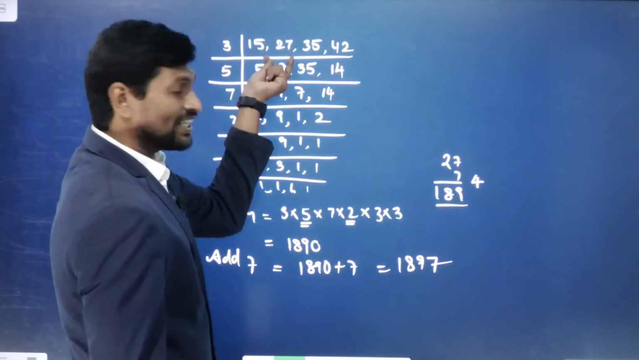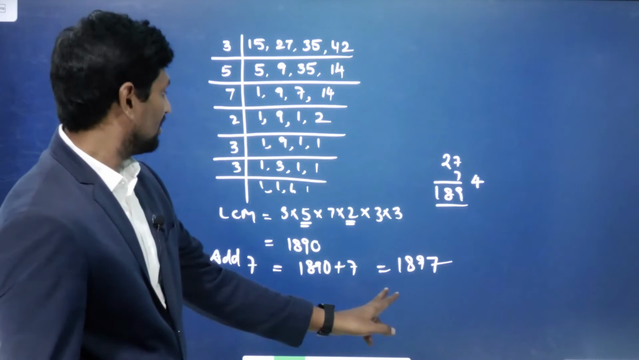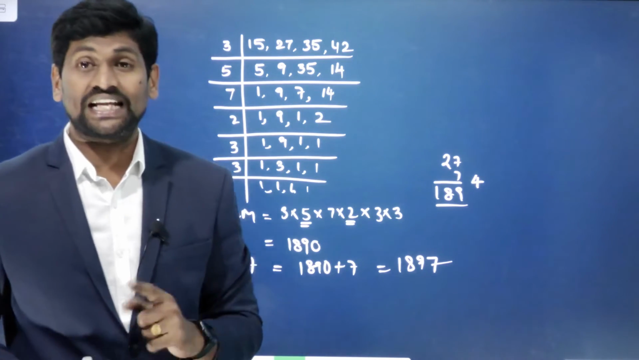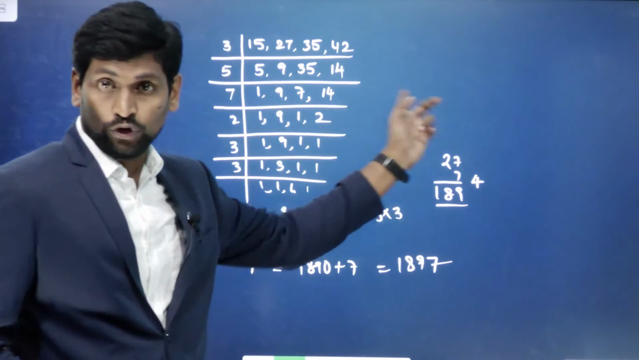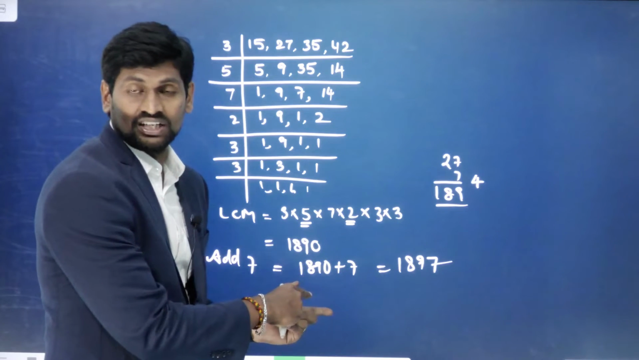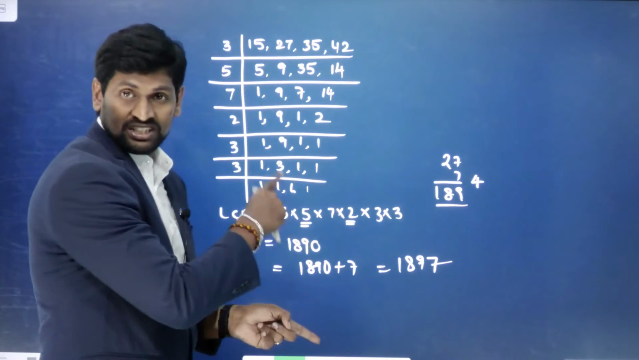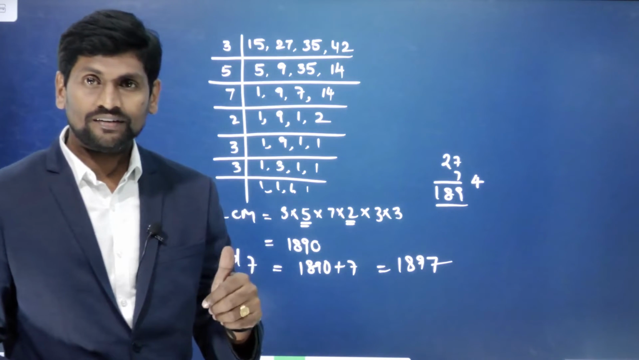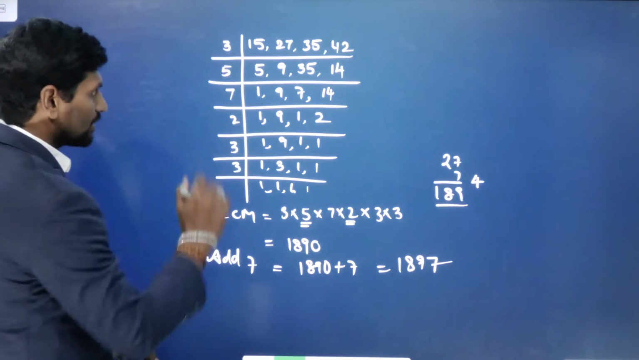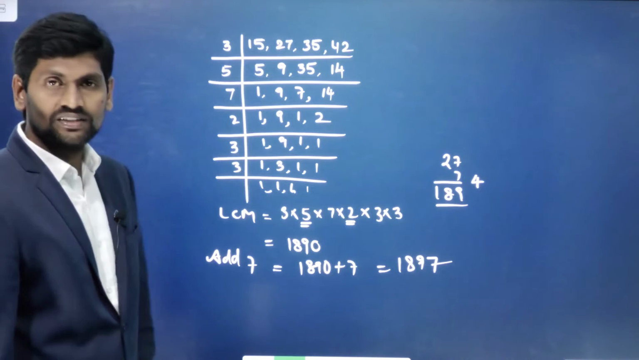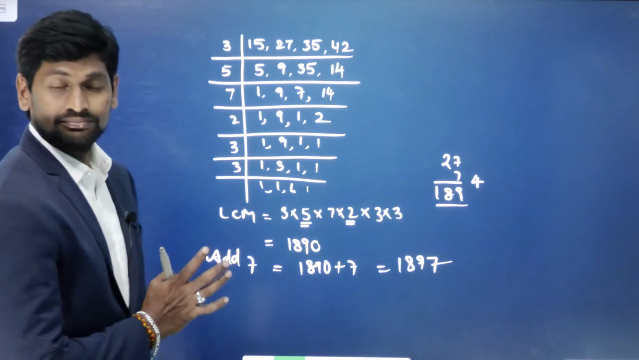If you divide with 27, it leaves the remainder 7. Same way in each case. Because first of all, we found the number which is exactly divisible by the 4 numbers. After finding this number, if you add 7 to it and divide with each number, in each case we will get the remainder 7. Got it, children? So please check once. Yeah, it's just an LCM.